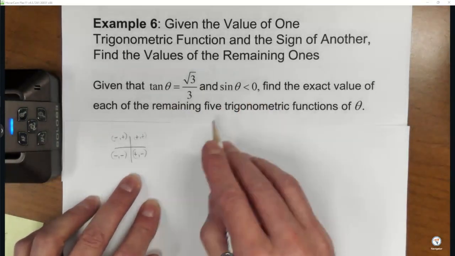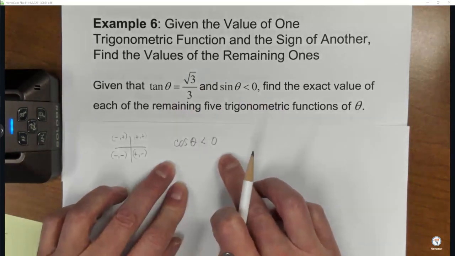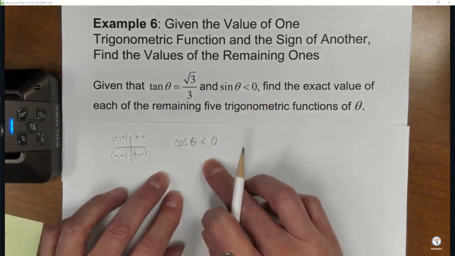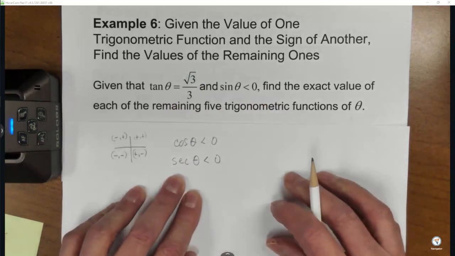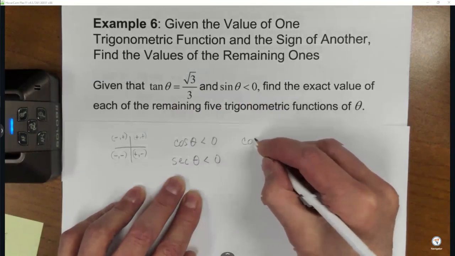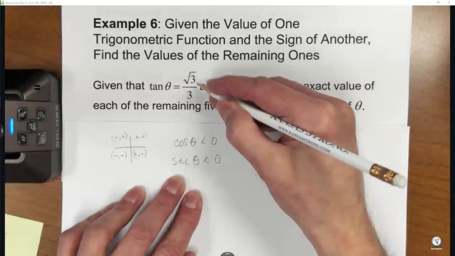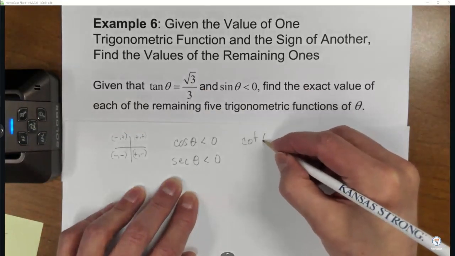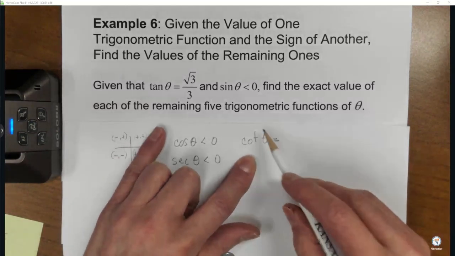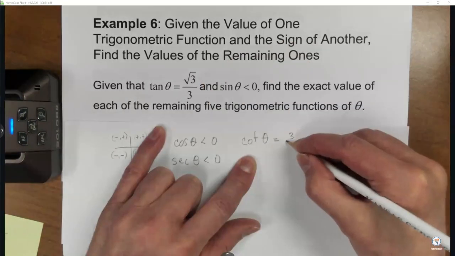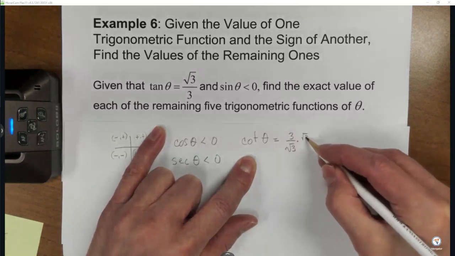So here are some other things we know from this situation. The cosine of theta is also less than 0. And remember that the cosine is paired up with the secant. So the secant of theta is also less than 0. And the cotangent is going to be the inverse of the tangent, and we already see that that's positive. So the cotangent is also going to be positive. In fact, let's go ahead and sort out the cotangent now, because we know that that's just going to be 3 over the square root of 3. And then my only work is to rationalize the denominator.